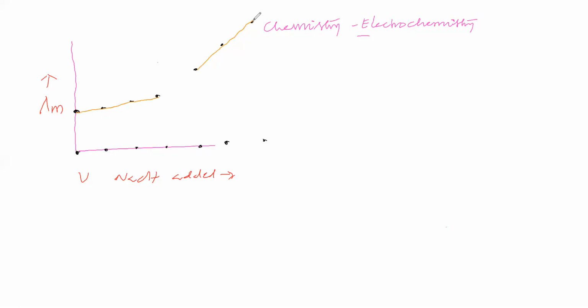Now we want the equivalence point. In order to get the equivalence point, let us extrapolate the graph. We are extrapolating the curve. Where it is meeting, you see, at this point. Let us see this point.